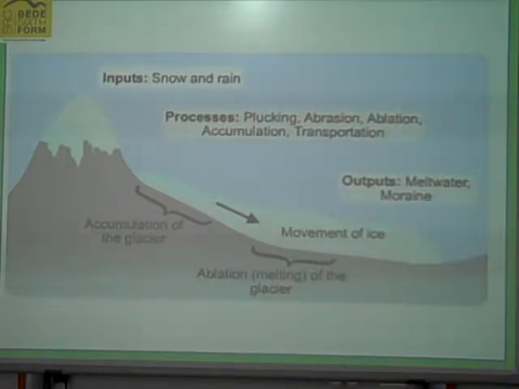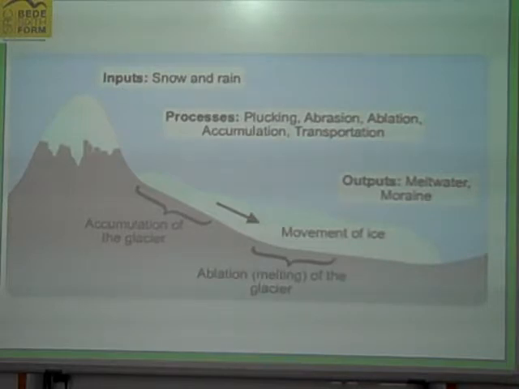Glaciers involve a number of processes. There are three erosional processes: plucking, abrasion and freeze-thaw. In addition to this, we have the processes of transportation and deposition. All of these will be explained in more detail in another video. And finally, we have the outputs. Outputs come in two forms: meltwater and moraine.